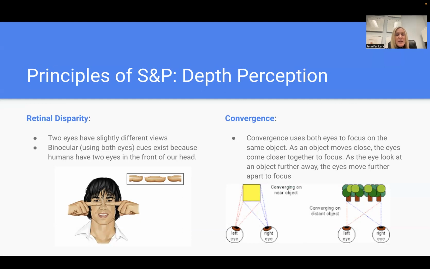Binocular cues exist because we have two eyes in the front of our head. Convergence means that we're using both eyes to focus on the same object. As an object moves close, our eyes come closer together to focus. As our eyes look at an object farther away, they move farther apart to focus. And so we'll do some demonstrations with retinal disparity and convergence in class next time.